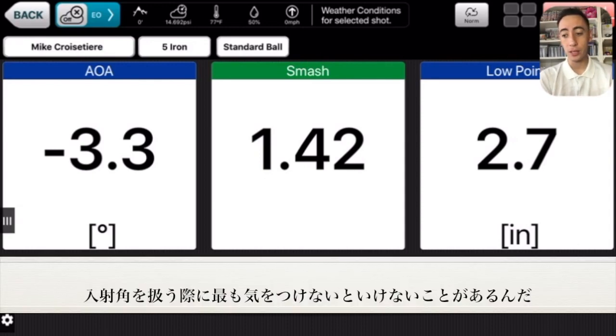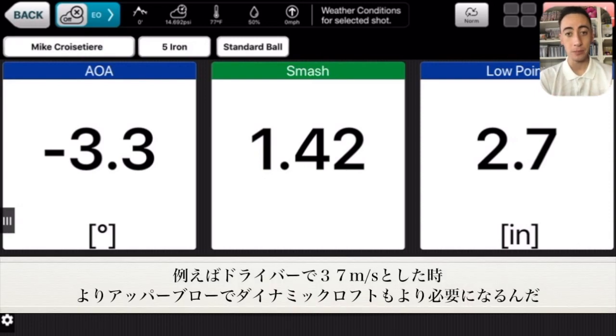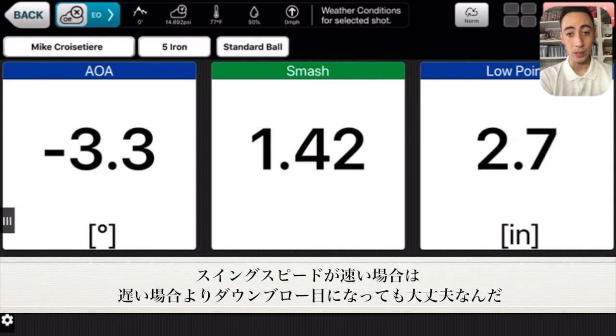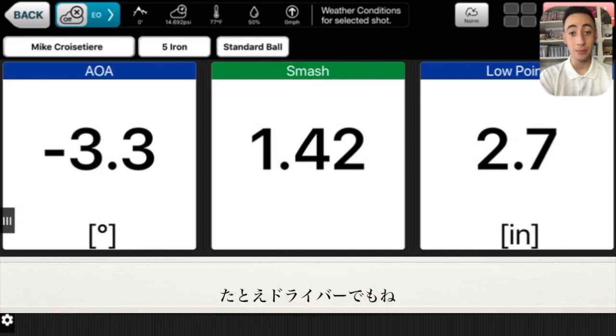So the main thing you should think about with angle of attack is, the slower my club head speed, let's say I'm swinging my driver at like 37 meters per second, the more on the up I want to hit and the more loft I want to have for distance, but that's going to be for another video. For now, let's just focus on angle of attack. The faster I swing, it's okay to be a little bit more on the downward blow, even with a driver.